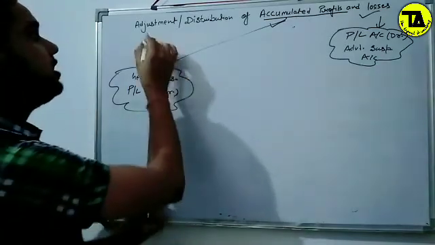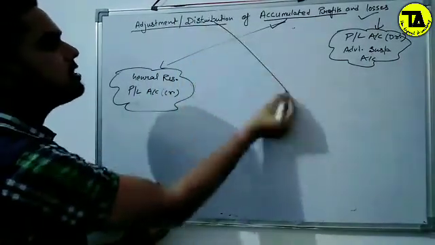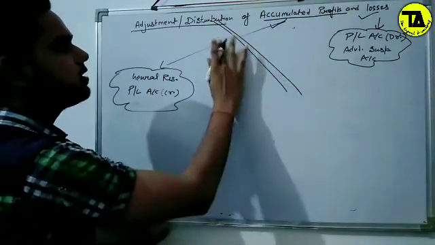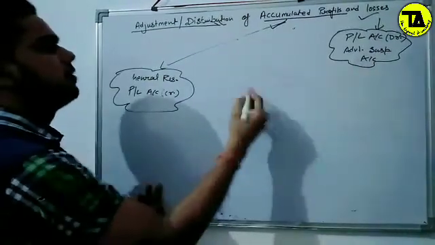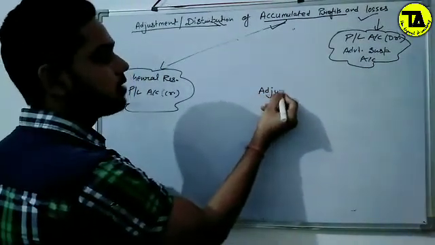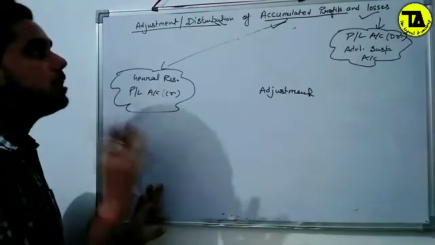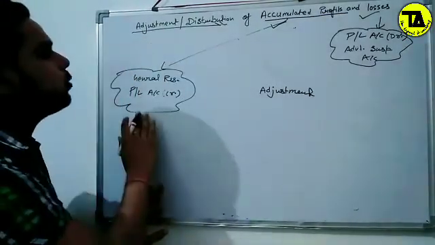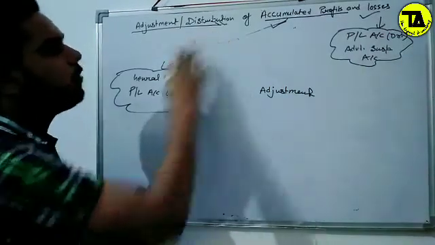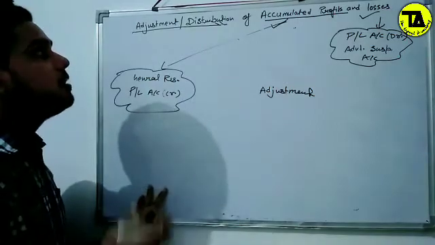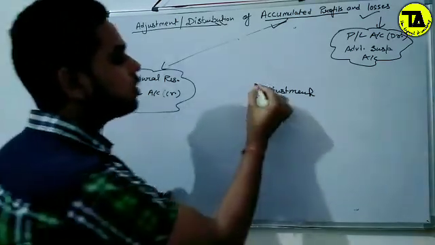Okay, see, the meaning of adjustment and distribution is very simple. I hope this is not confusing to you. Okay, just a moment. Let me write it here. So what does adjustment mean? See, in the question either you have to make an adjustment for accumulated profit and accumulated loss, or you have to make a distribution of accumulated profit and accumulated loss, right? Means we have to do either adjustment or distribution. So let's understand the meaning of adjustment.